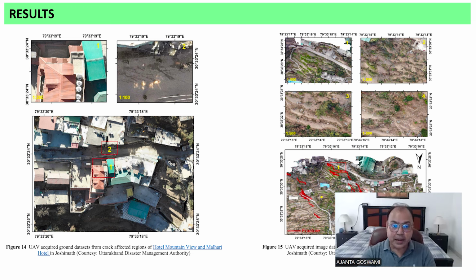And then you will find these two stand for the cracks in the road. So these are the cracks which are seen in the road. This UAV image is for the Singdhar area. This was Hotel Mount View and Malhari Hotel. And this is for the Singdhar area in Joshimath. In the Singdhar area, you could see lots of cracks. These cracks are mapped here, and the zoomed part is shown here. So these are all UAV acquired image data sets from the crack affected region of Singdhar.